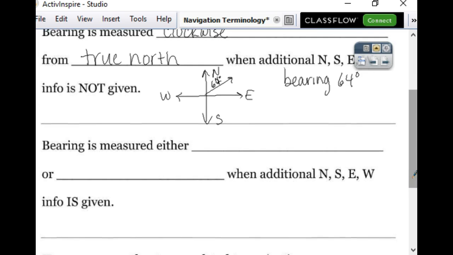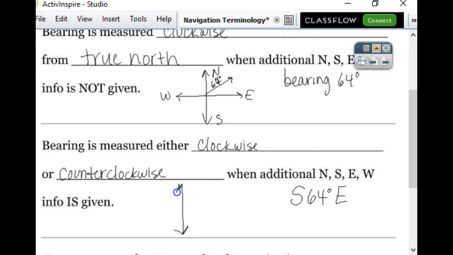So bearing can be measured either clockwise or counterclockwise when additional north-south info is given. So if I'm south 64 degrees east, south 64 degrees east. So if I draw this, here's my north, here's my south, here's my west, and here's my east.